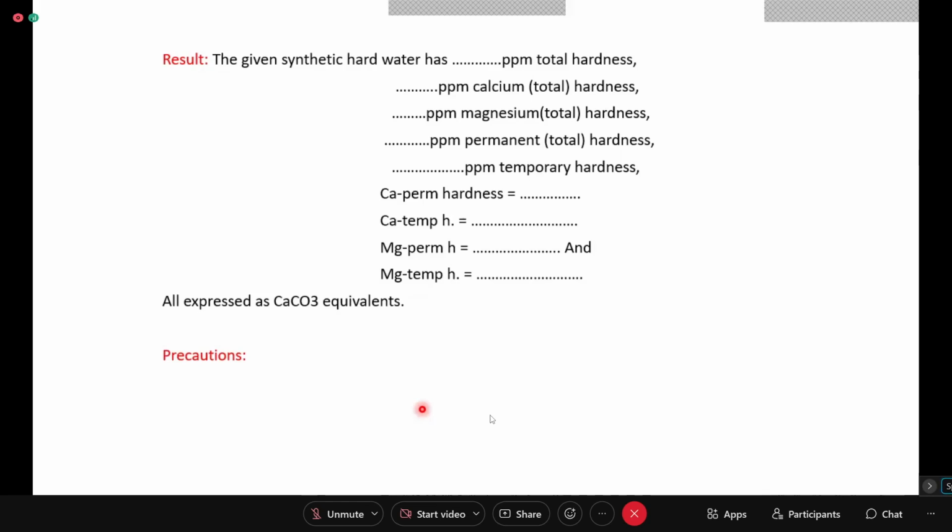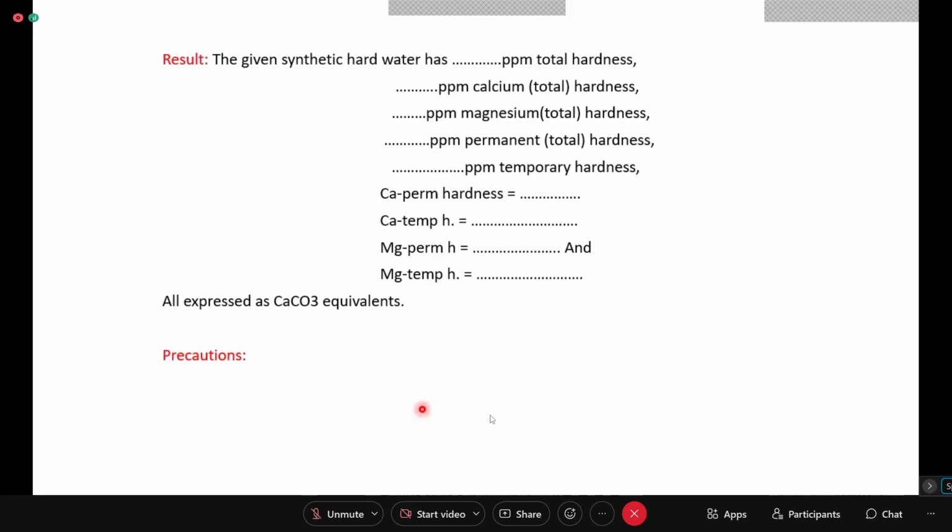Then when you pipette out, first of all you should add buffer and then the indicator. If it is not buffer, then for calcium determination you should add NaOH first and then the murexide indicator.